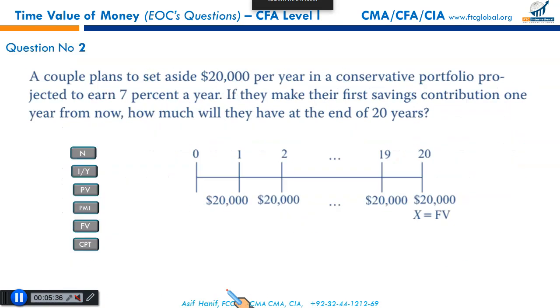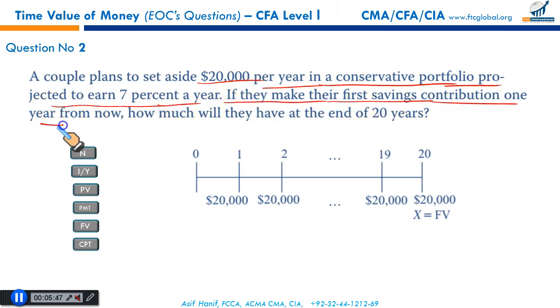Next, a couple plans to set aside $20,000 per year in a conservative portfolio projected to earn a 7% a year return. If they make their first saving contribution 1 year from now, how much will they have at the end of 20 years? The timeline has already been drawn for you. You just need to put things in order. This is your first investment, second, and it will continue till the end of the 20th year. It means the period that we need to compound, n, is 20. Interest rate is 7%.